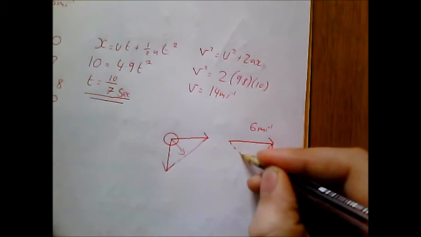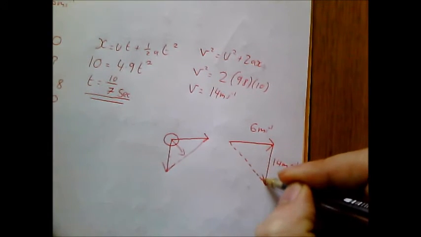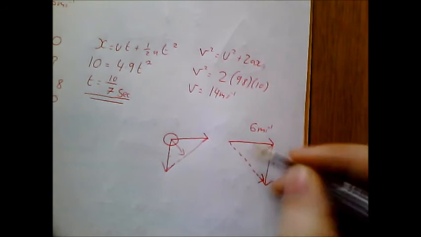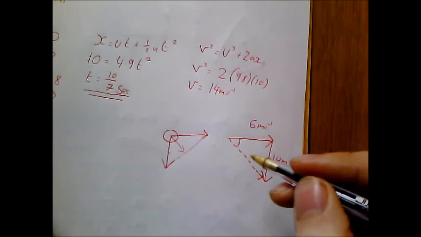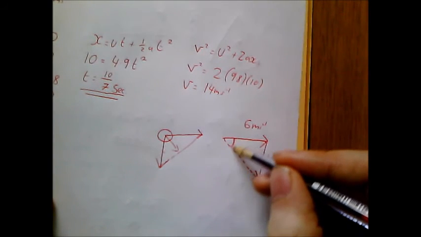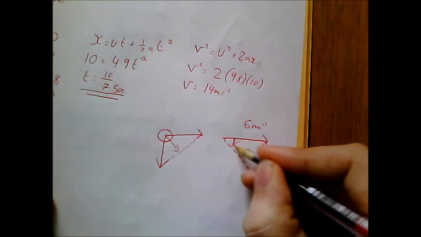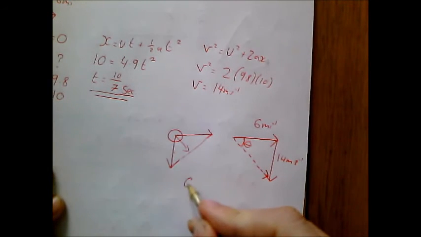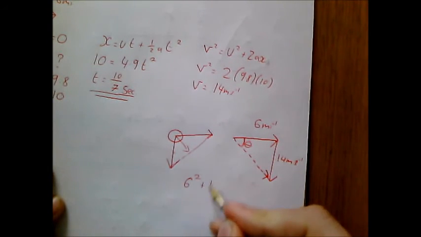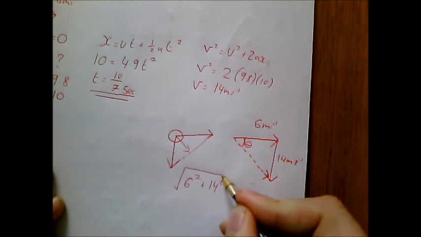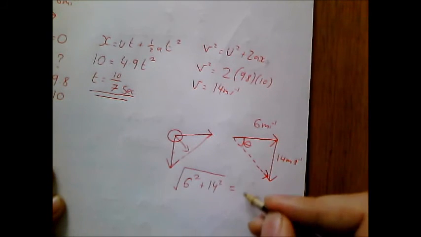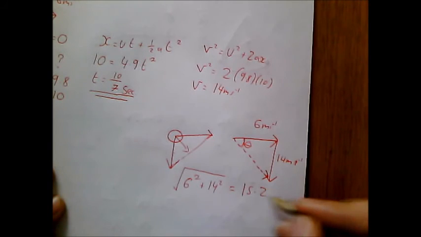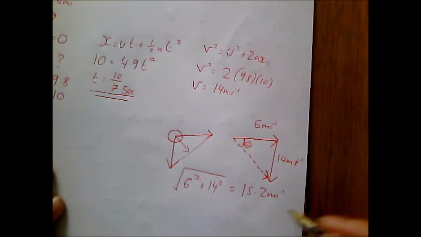So it's going to be travelling this way, at an angle to either the horizontal or the vertical. I'm going to find it from the horizontal because that seems to make sense. So I want this missing angle here and this missing length. Using Pythagoras, the magnitude is the square root of 6 squared plus 14 squared, and we should find this to be 15.2 meters per second to 3 significant figures.